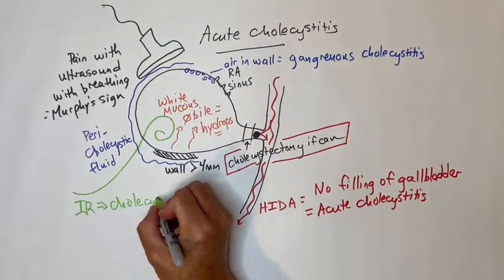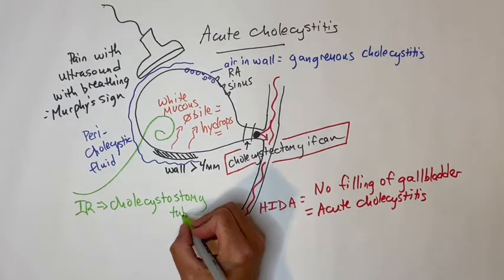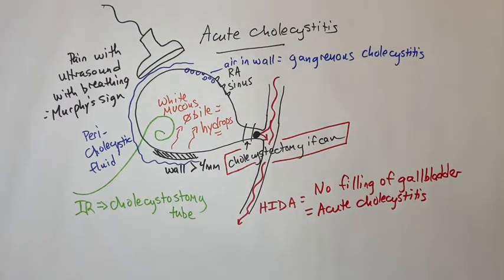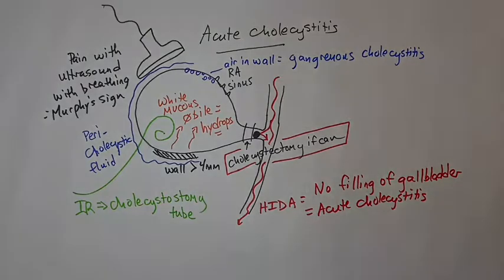Acute cholecystitis is treated with cholecystectomy, or if the patient is too sick, you can place a cholecystostomy tube into the gallbladder with interventional radiology.